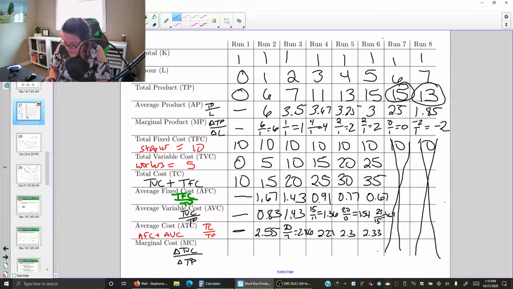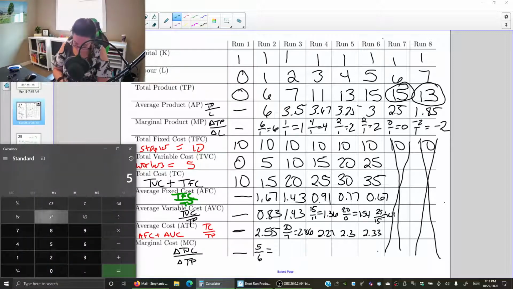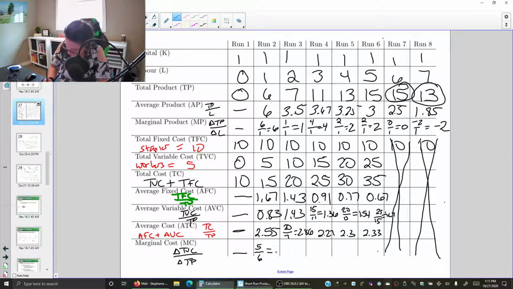So here we're going to look at the change in our total variable cost. So we're going to go from having 0 workers to 1. Now there's nothing here, but when we add that change, we go from 0 to 1 workers, the change in total variable cost is 5. The change in total product, we go from making 0 units to 6. So our marginal cost here is 5 divided by 6, which is 0.83.